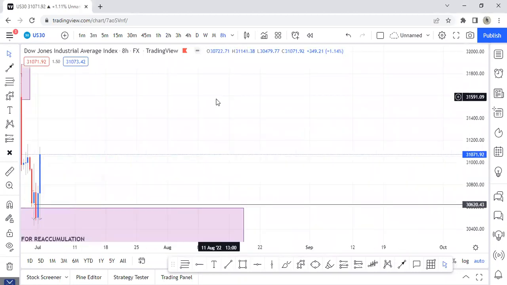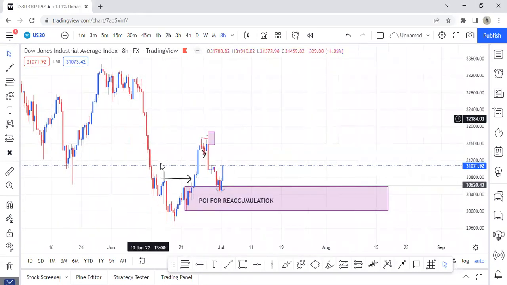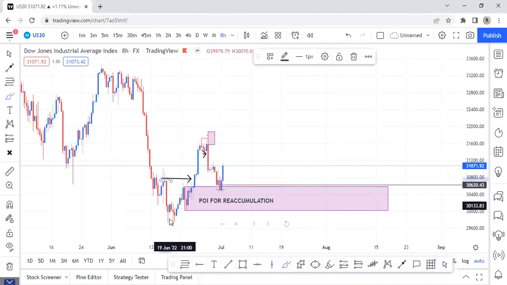So you can see price was delivering downwards. You can see the market making a series of lower highs and lower lows. So let's mark the lower highs and the lower lows, right? So we had this lower high and then we had this lower low. All right, so we had that.